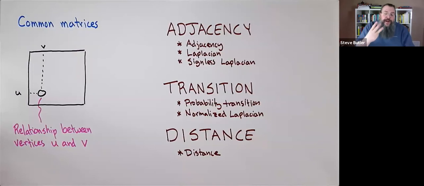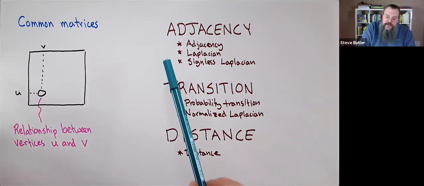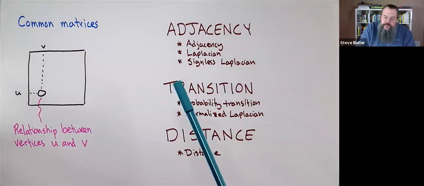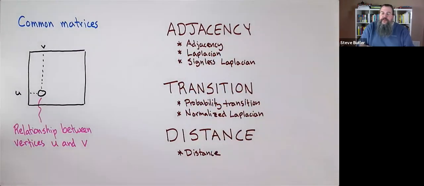Now, there are three common ones, and I don't want to say these are the only ones. Well, we can look at the adjacency. The adjacency says, am I connected or am I not connected? All right, that's pretty easy. And that leads to what we call the adjacency matrix, which is probably one of the most studied matrices. It's probably the most obvious matrix, so that's a good reason why it's one of the most studied.